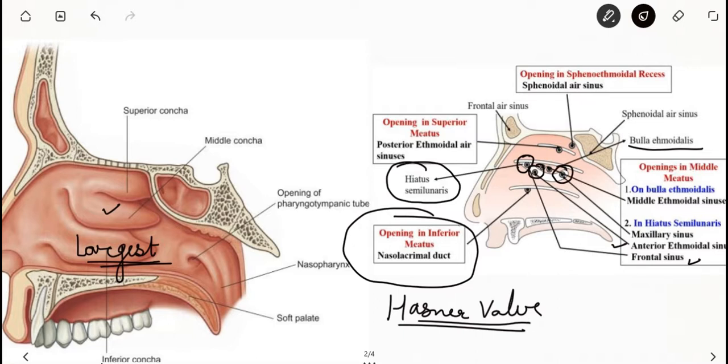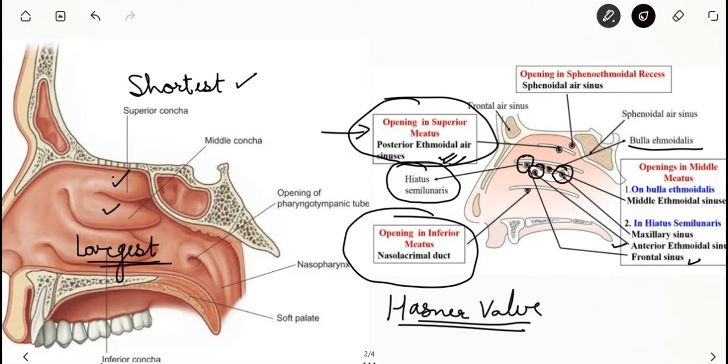Third, the superior meatus. The superior meatus lies below the superior conchae. It is the shortest of all. The opening in the superior meatus is of the posterior ethmoidal air sinuses. So it receives the opening of the posterior ethmoid sinus. These are important from your examination point of view.